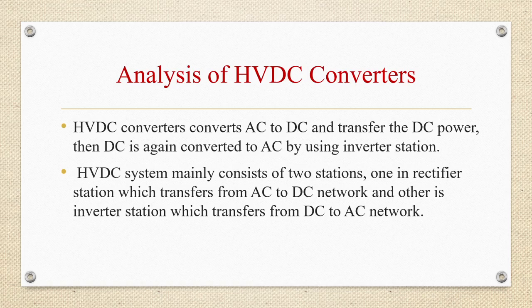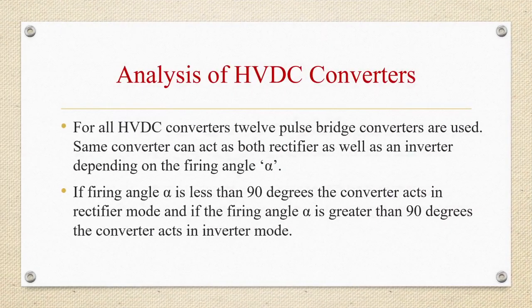So there will be two stations, rectifier station and inverter station. Rectifier station will convert AC to DC. Inverter station will convert DC to AC. So an HVDC system mainly consists of two stations. One is a rectifier station which will transfer from AC to DC network, and the other is an inverter station which will transfer from DC to AC network. For all the HVDC converters, 12 pulse bridge converters will be used. The same converter can act as both rectifier as well as inverter depending upon the firing angle alpha.